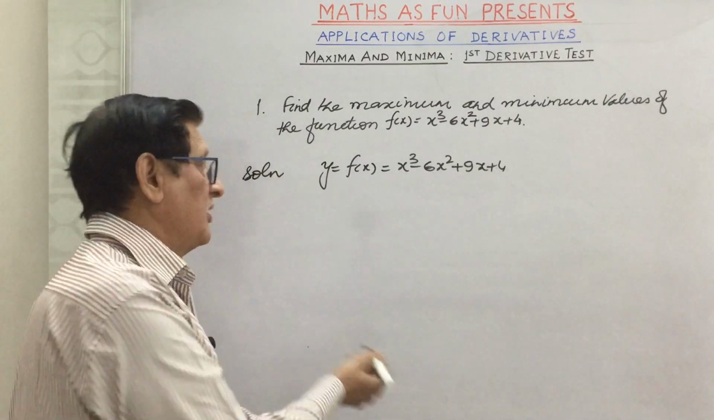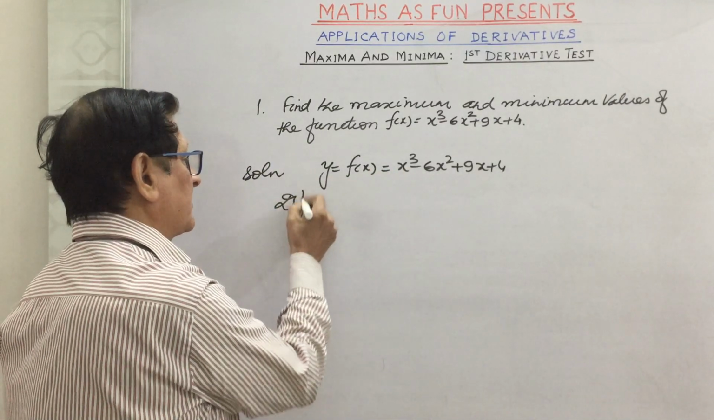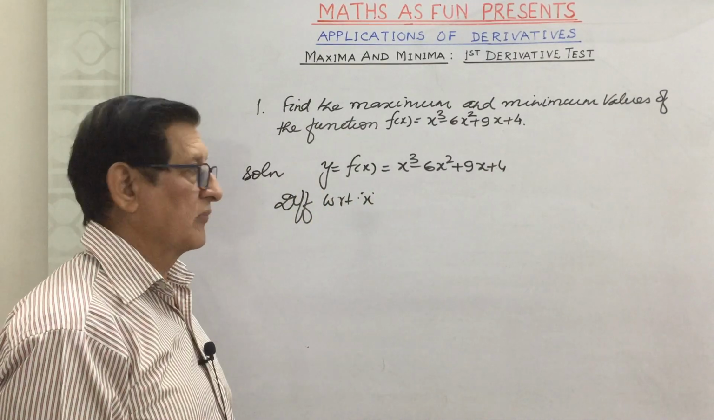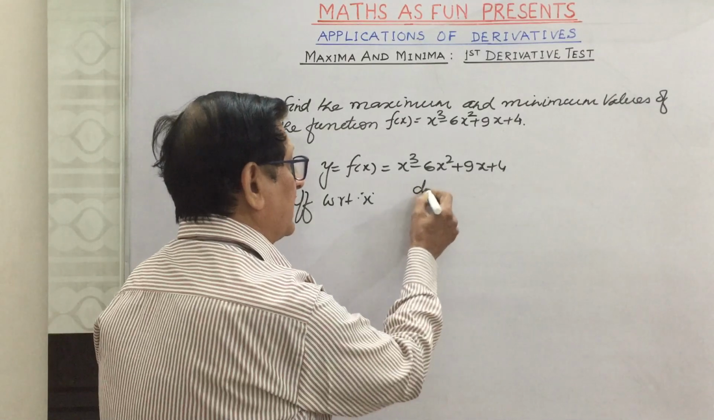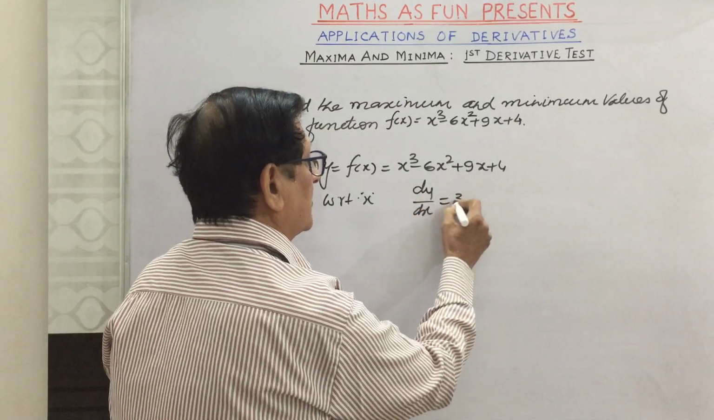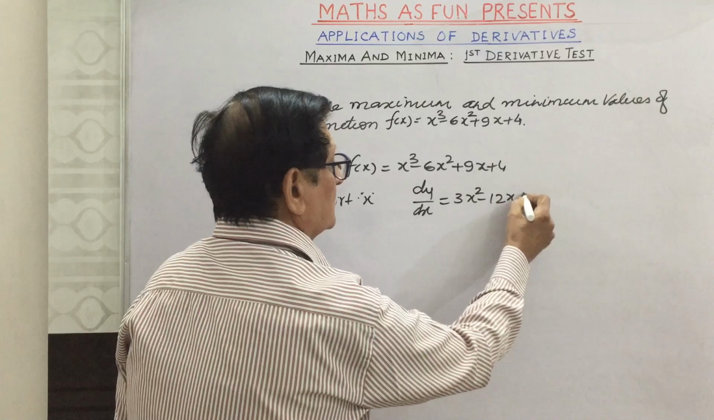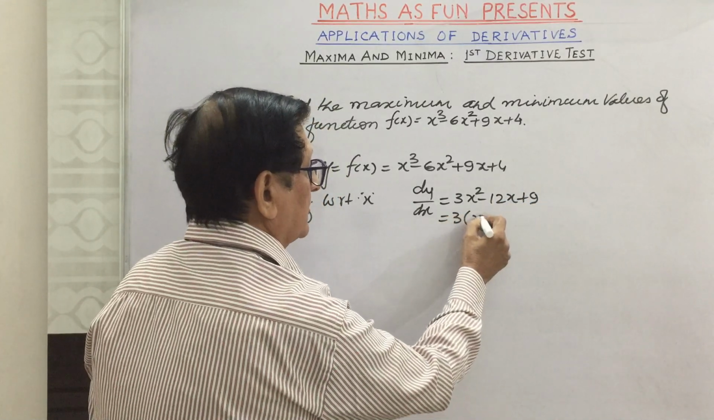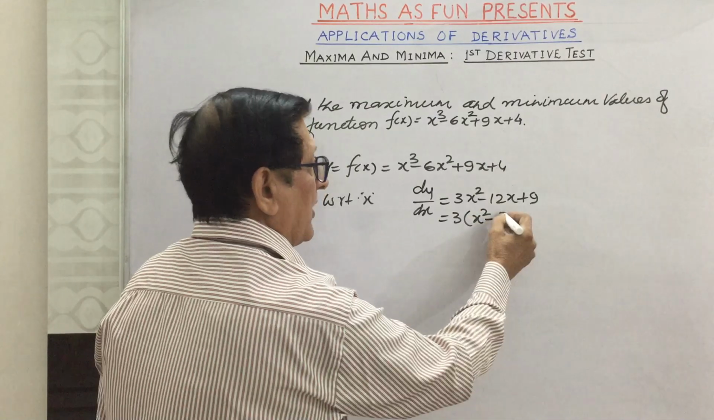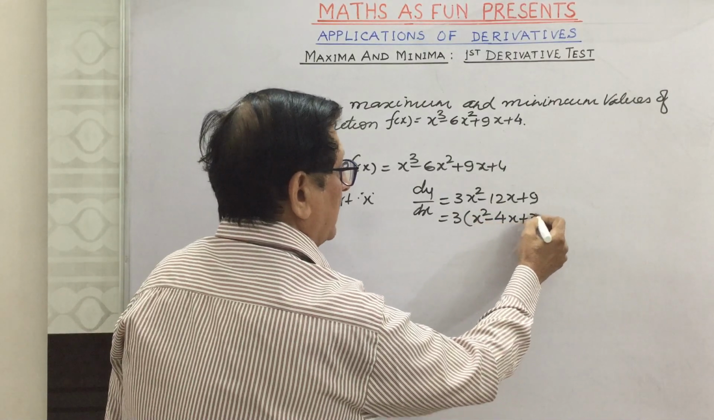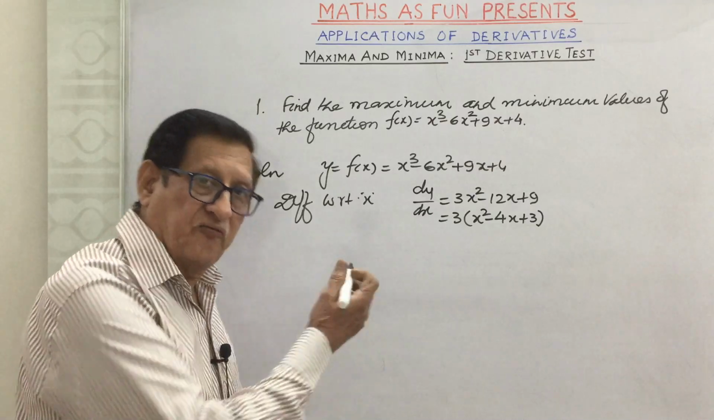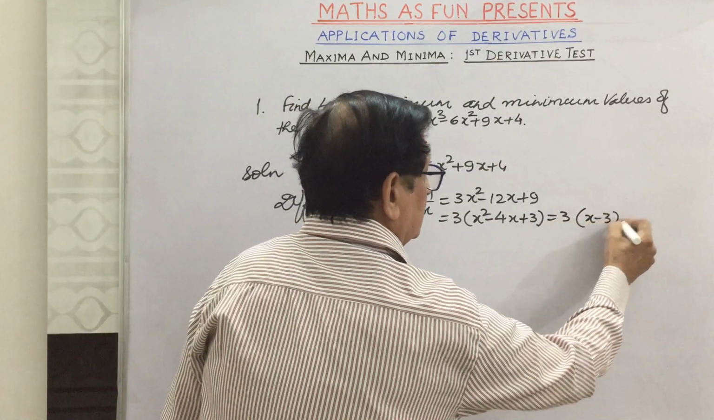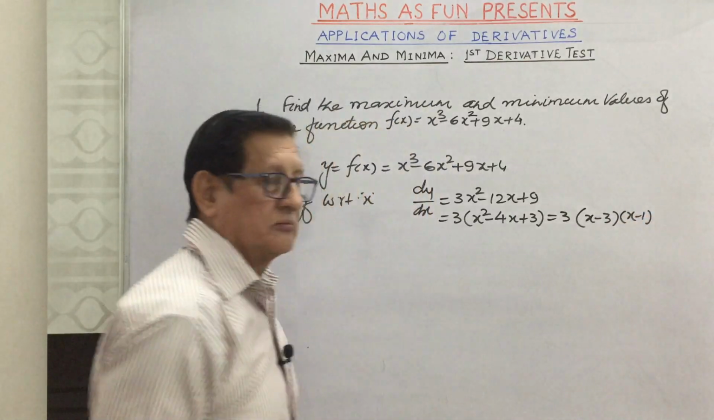Then in the first step, we differentiate this with respect to x. We get dy by dx equal to 3x square minus 12x plus 9. If we take 3 common, it is x square minus 4x plus 3. If we factorize it, the factors will be x minus 3 and x minus 1.